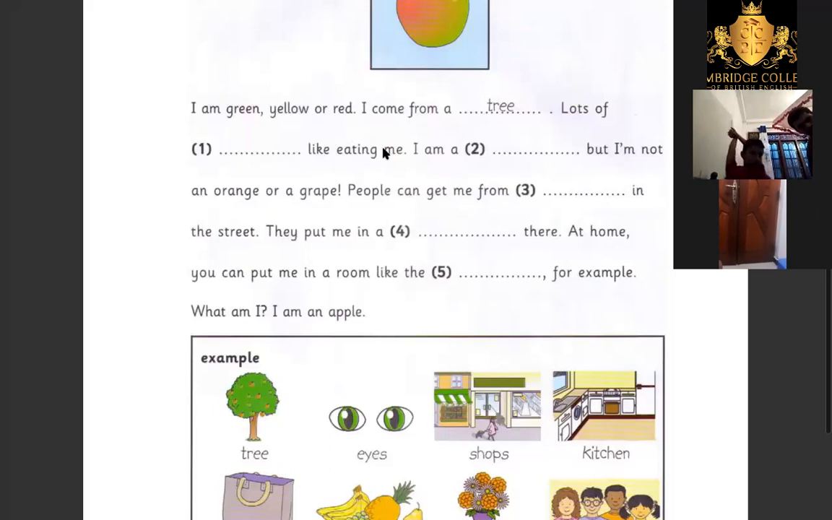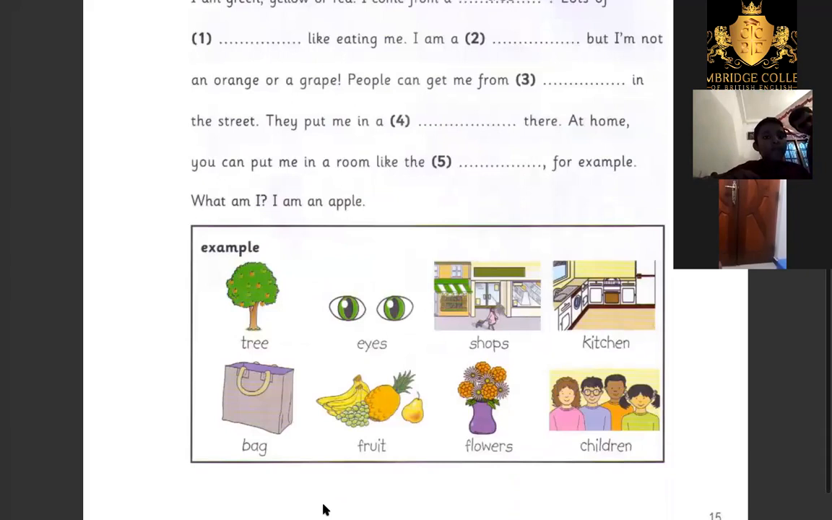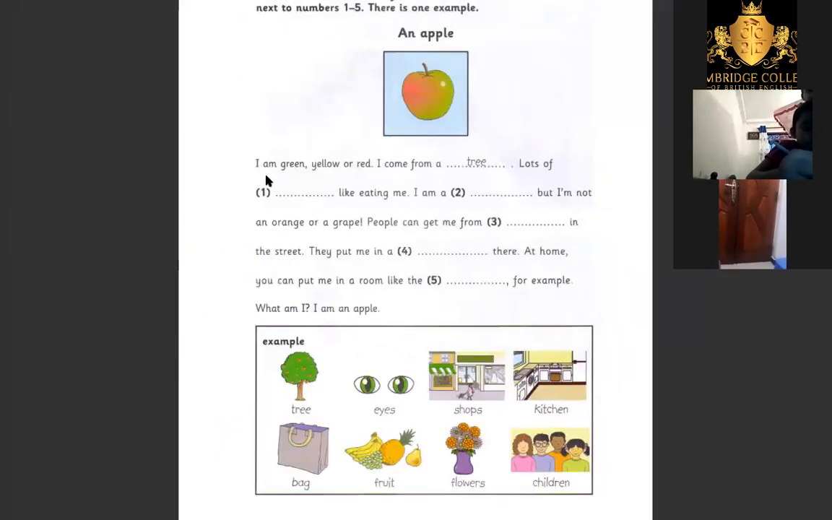Lots of blank like eating me. Who eats apples? Children. Yes, children like to eat apples. So write the word children in front of question number 1. You can get the word from here, but I will help you to write it. The answer is children for question number one.